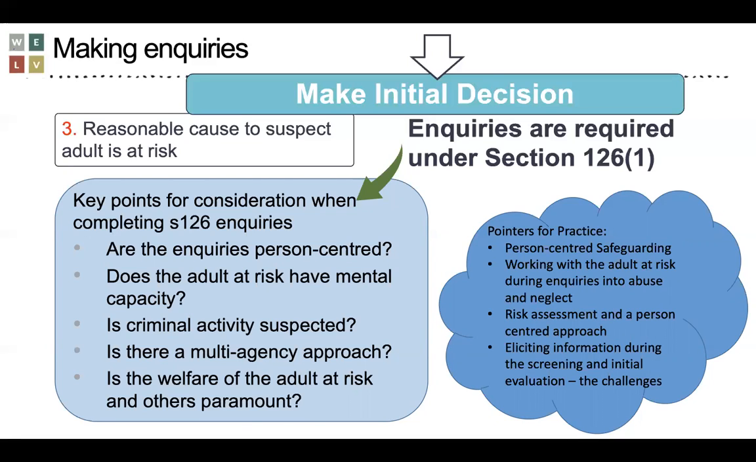Again, thinking about the content that we covered in section 2. Is criminal activity suspected? Is there a multi-agency approach to supporting this individual? And is the welfare of the adult at risk and others paramount?